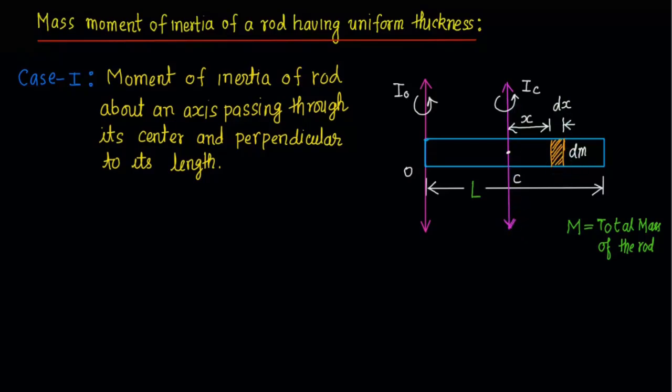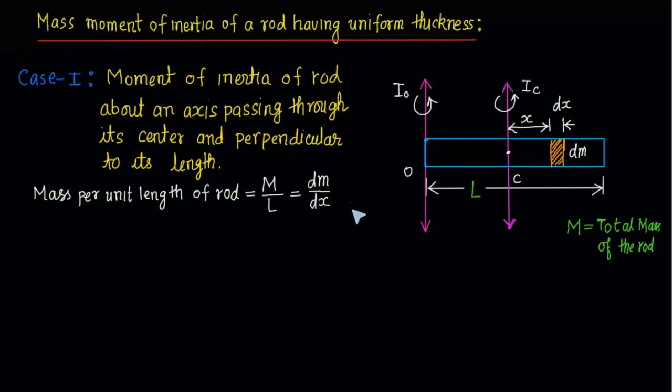Here I can write the mass per unit length. Simply it is total mass, capital M, divided by total length, capital L. That will also be the same as, if I take this small mass, dm divided by its length, that is dx. This is going to be the same. From this expression I can get the expression of the small mass dm, which will be equal to M by L into dx. So I have got the amount of mass, dm, which is at distance x from the axis of rotation.